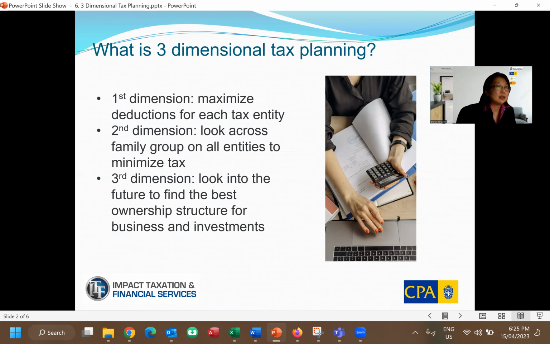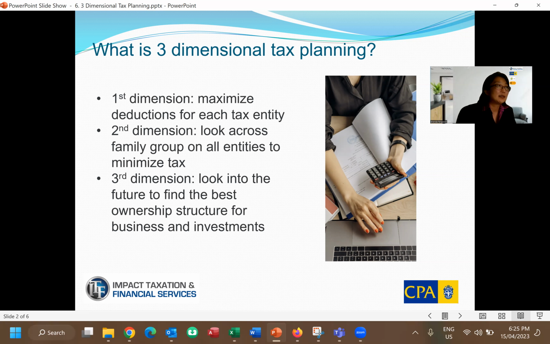The first dimension is to have a look at each separate tax entity within the family group and then help that individual entity to maximize deductions. That entity can be an individual taxpayer, a company, a family trust, or a self-managed super fund. We'll look at them one by one to help each tax entity to increase the deductions.